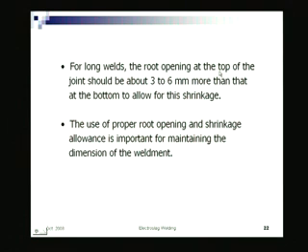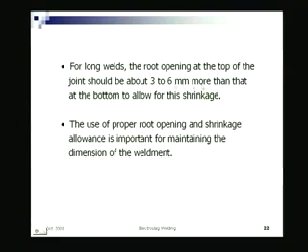For long welds, the root opening at the top of the joint should be about 3 to 6 millimeter more than the bottom to allow for this shrinkage. For a very long weld, when you make the alignment, you try to keep the opening like this, such that it will close up and provide the necessary root opening, about 3 to 6 millimeter more. That means a suitable allowance has to be evaluated and provided for in the root opening, because as you weld upwards, there will be a tendency of it closing.